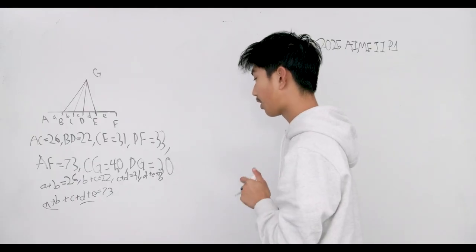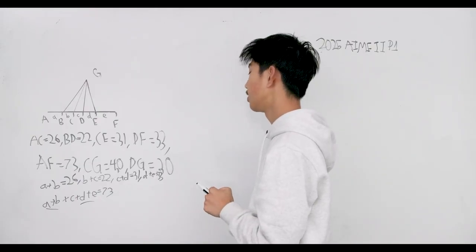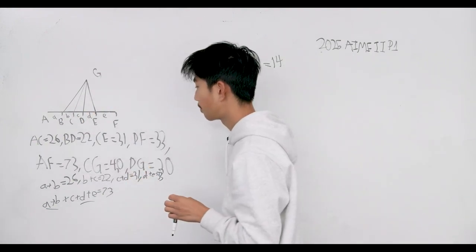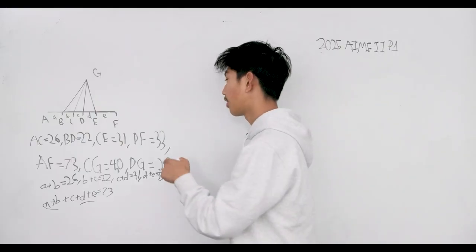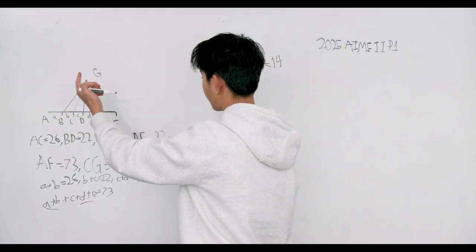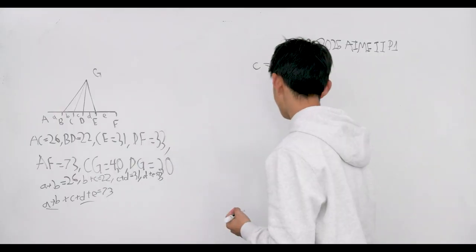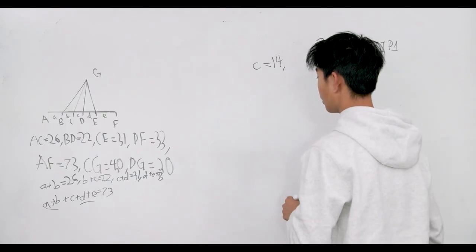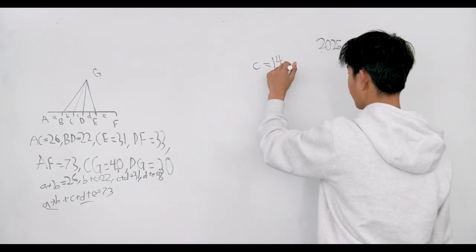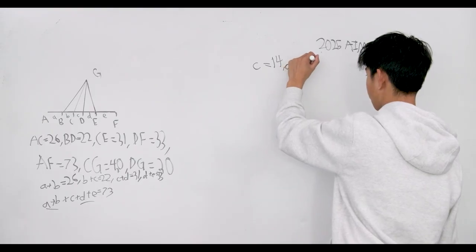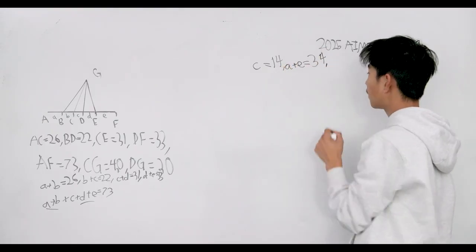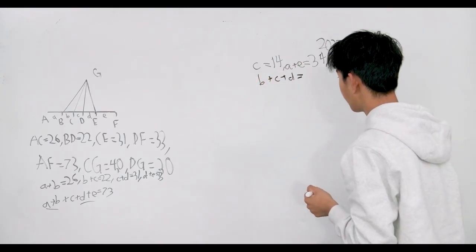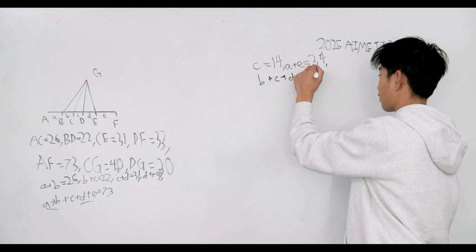Then, because we have c equals 14, we want to find the base of this triangle, which is b plus c plus d, the entire length, 73, minus a and e. So we use c equals 14 to find that a plus e is equal to 34. Therefore, b plus c plus d must equal 73 minus 34, which is 39.